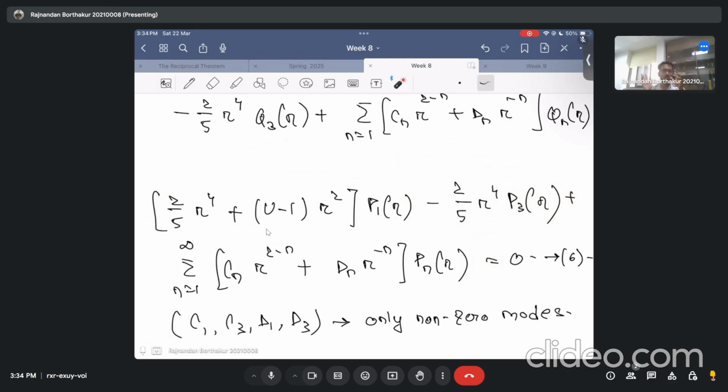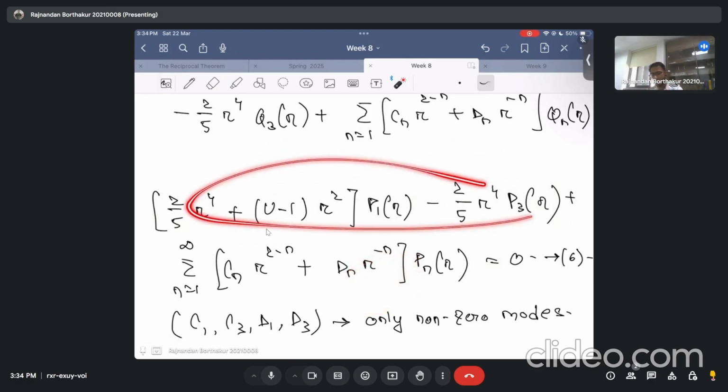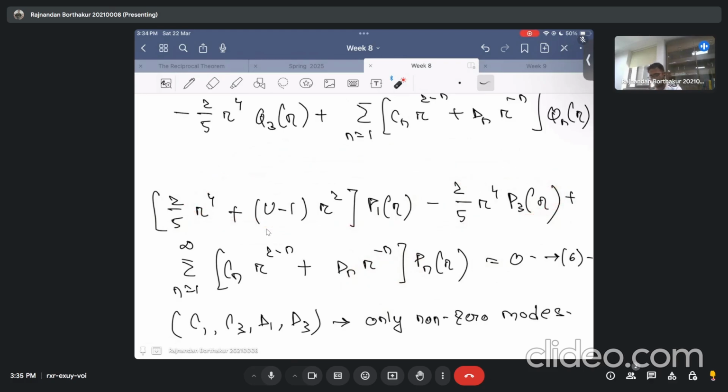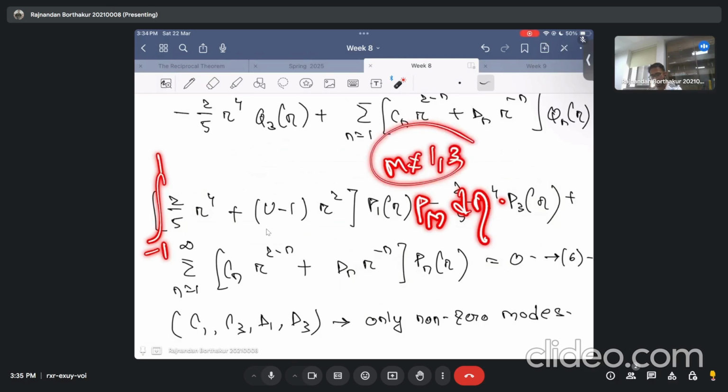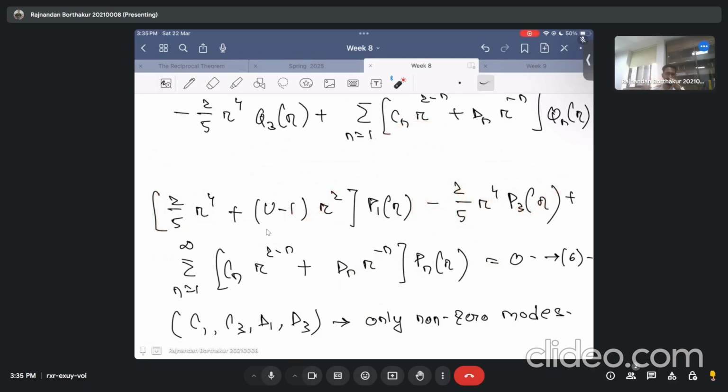Your velocity field should approach your u infinity, or the stream function psi infinity, which is only possible if I only have n equal to 1 and n equal to 3 modes. For all other modes, if I use the orthogonality principle, that is, if I integrate from -1 to 1, multiplied by P m, with respect to d eta, where m is not equal to 1 and 3, this integration basically vanishes.